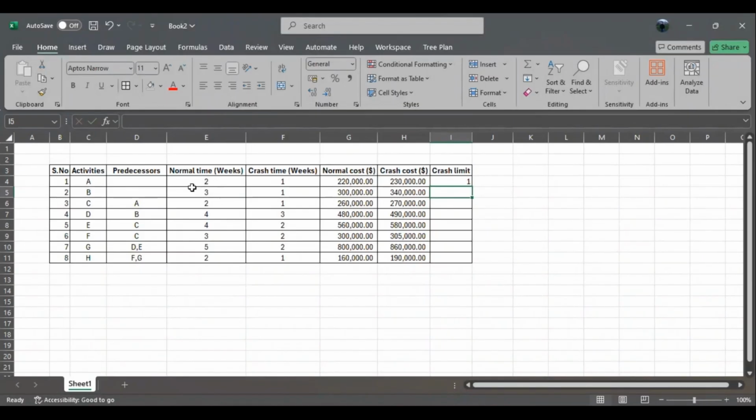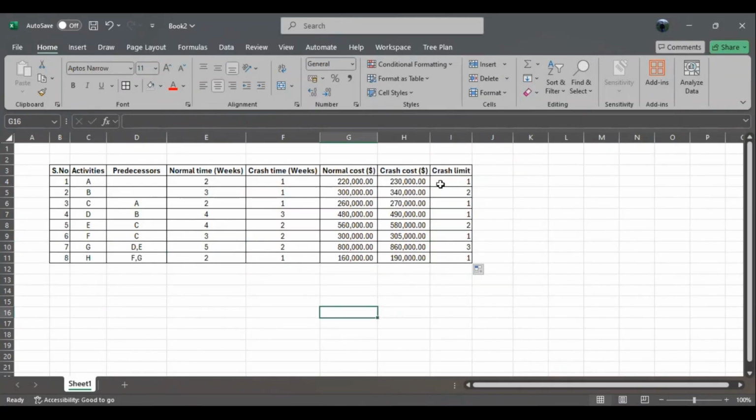So the crash limit for the first activity is 1 week. We can crash it by a maximum of 1 week. The durations are represented here in weeks and the costs in dollars. If we drag it down, we get different crash limits for the different activities from A to H; some are similar, some are different. In the case of A, the crash limit is 1 week. For activity B, the crash limit is 2, and so on. For activity G, the crash limit is 3.